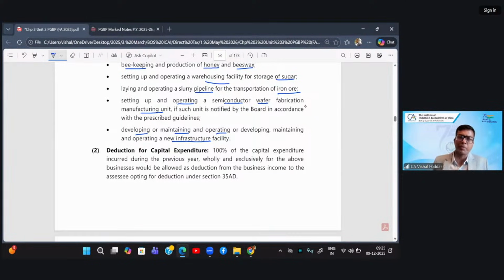We studied this list in the previous class as well. Now, for all these businesses, what does Section 35AD say? On similar lines of scientific research, it says that the entire capital expenditure you take as deduction. Now, when I say entire capital expenditure is deduction, obviously no depreciation, because for the same amount I cannot give two different deductions. Otherwise, it will be unfair. So I give you 100% deduction for these capital expenses upfront.